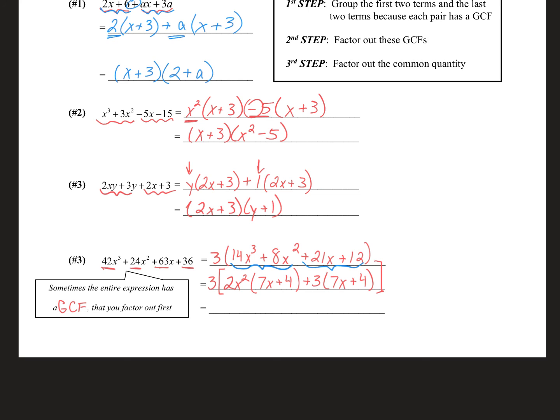So notice again, as long as we factored out the greatest common factor, these two parentheses should have the same things in them. If that's the case, we can factor out that common quantity. If we do that, we'll have 7x plus 4, and then we're left with the greatest common factors from the first and second terms and the third and fourth terms. That's going to be 2x squared plus 3. I didn't mention it, but remember we still have that 3 out front. We cannot forget that 3.